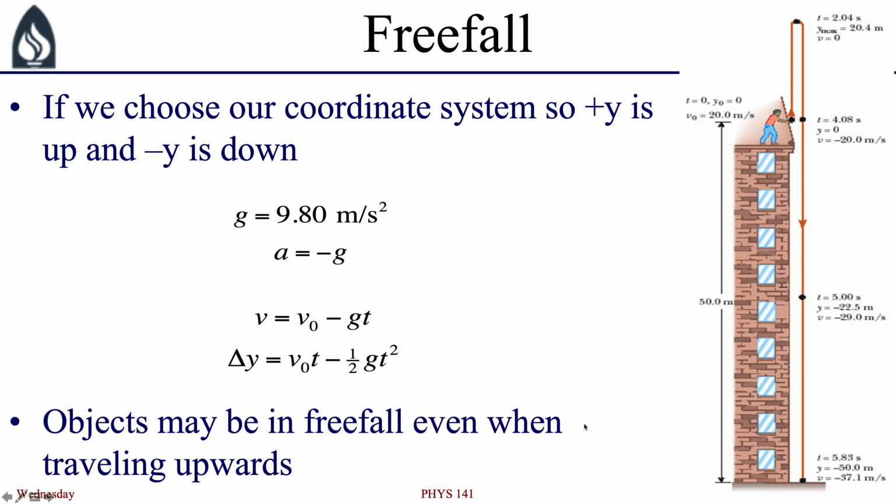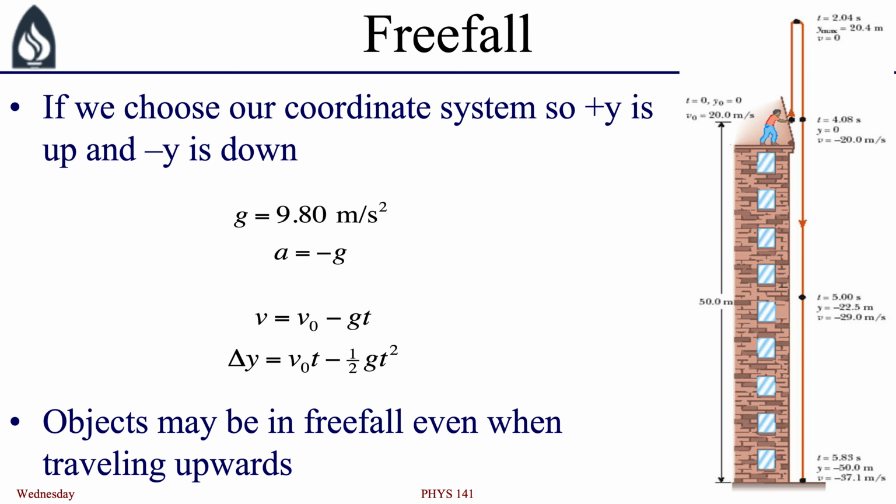Typically, when we look at problems that involve freefall, we choose our coordinate system so that positive y is up and negative y is down. That means that the acceleration experienced by an object in freefall is going to be in the negative y direction. Typically, we use the symbol g to represent the acceleration of gravity, which is 9.8 meters per second squared near the surface of the Earth. Then the acceleration that we use is minus g, the minus indicating that the acceleration is in the downward direction.